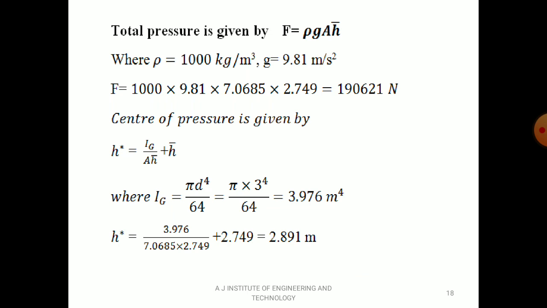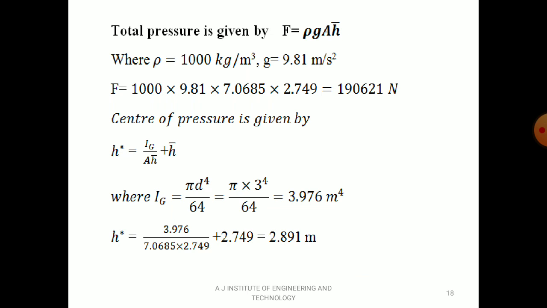So total pressure is given by F equal to rho G into A into H bar, where rho equal to 1000 kg per meter cube, G equal to 9.81 meter per second square. F equal to 1000 into 9.81 into 7.0685 into 2.749, that is equal to 190621 Newton.